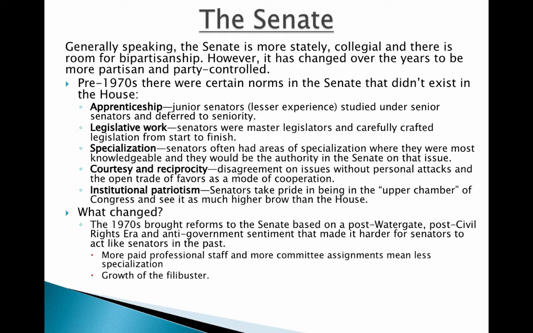As I've talked about, the 1970s brought a lot of changes, and some of those changes were to the Senate as well. In the post-Watergate, post-civil rights era, there's a lot of anti-government sentiment in general. It made it harder for senators to act like they did in the past. So they had more professional staff, more committee assignments, and just less specialization. We also have growth of the filibuster. So I'm going to link a video that explains what the filibuster is, and then another one showing how the filibuster has been essentially dismantled, except for with straight legislation at this point. And it would not surprise me if it changes even more so when we get rid of the filibuster altogether.